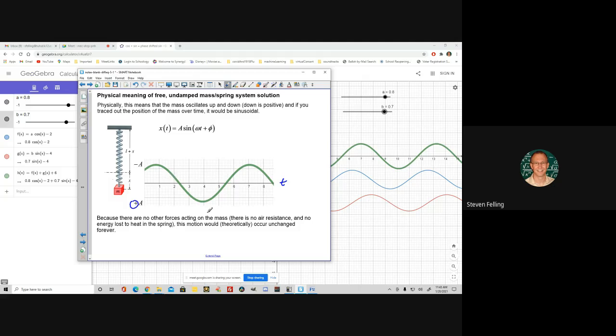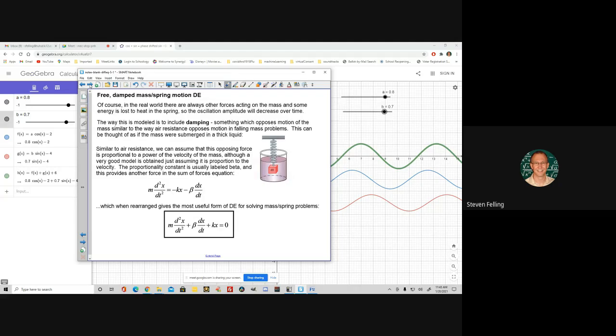Okay, because there's no other forces acting on this mass, there's no air resistance that we're accounting for, there's no loss of energy due to friction heating up the spring, where this is a perfect model, then this motion would theoretically occur forever. In other words, once you release this, it would go up and down just like this forever, with no attenuation, no dampening at any time. But of course, in the real world, there's other forces acting on the mass. Some energy is lost to heat in the spring. There's air resistance, stuff like that. So the oscillation amplitude will slowly decrease over time until finally it returns to its equilibrium position.